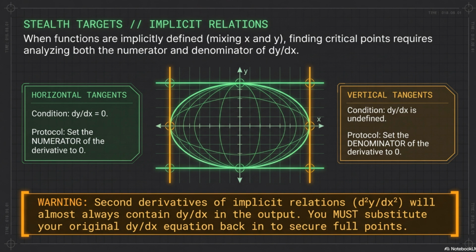Be on alert for stealth targets involving implicit relations. When functions are implicitly defined, mixing x and y, finding critical points requires analyzing the dy/dx fraction. Horizontal tangents occur where the numerator dy equals 0. Vertical tangents occur where the denominator dx is equal to 0. Warning: when calculating second derivatives of implicit relations, you must substitute your original dy/dx equation back into your final answer to secure full points.